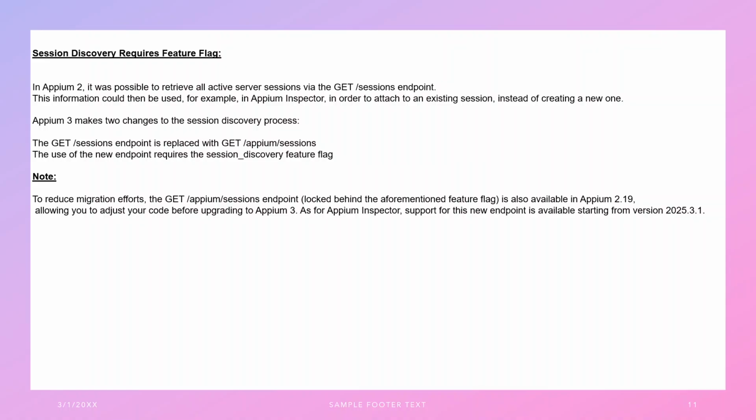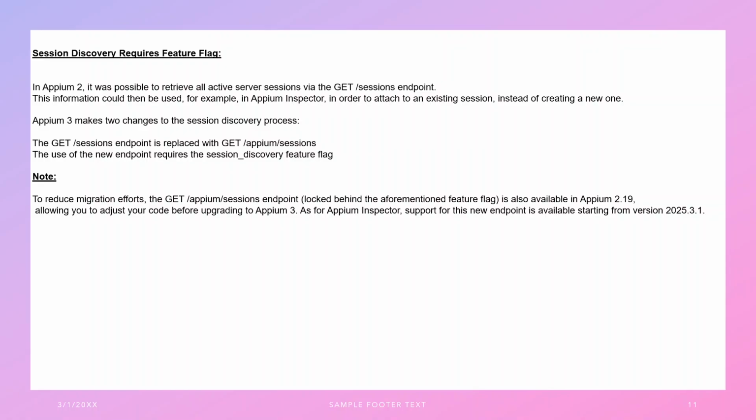The get session endpoint is replaced with the get Appium sessions endpoint. The main important thing is that to use this new endpoint, you have to start the Appium server with the feature flag called session_discovery. Then only we get the session ID which can be used in the client, in Appium Inspector or a device farm.